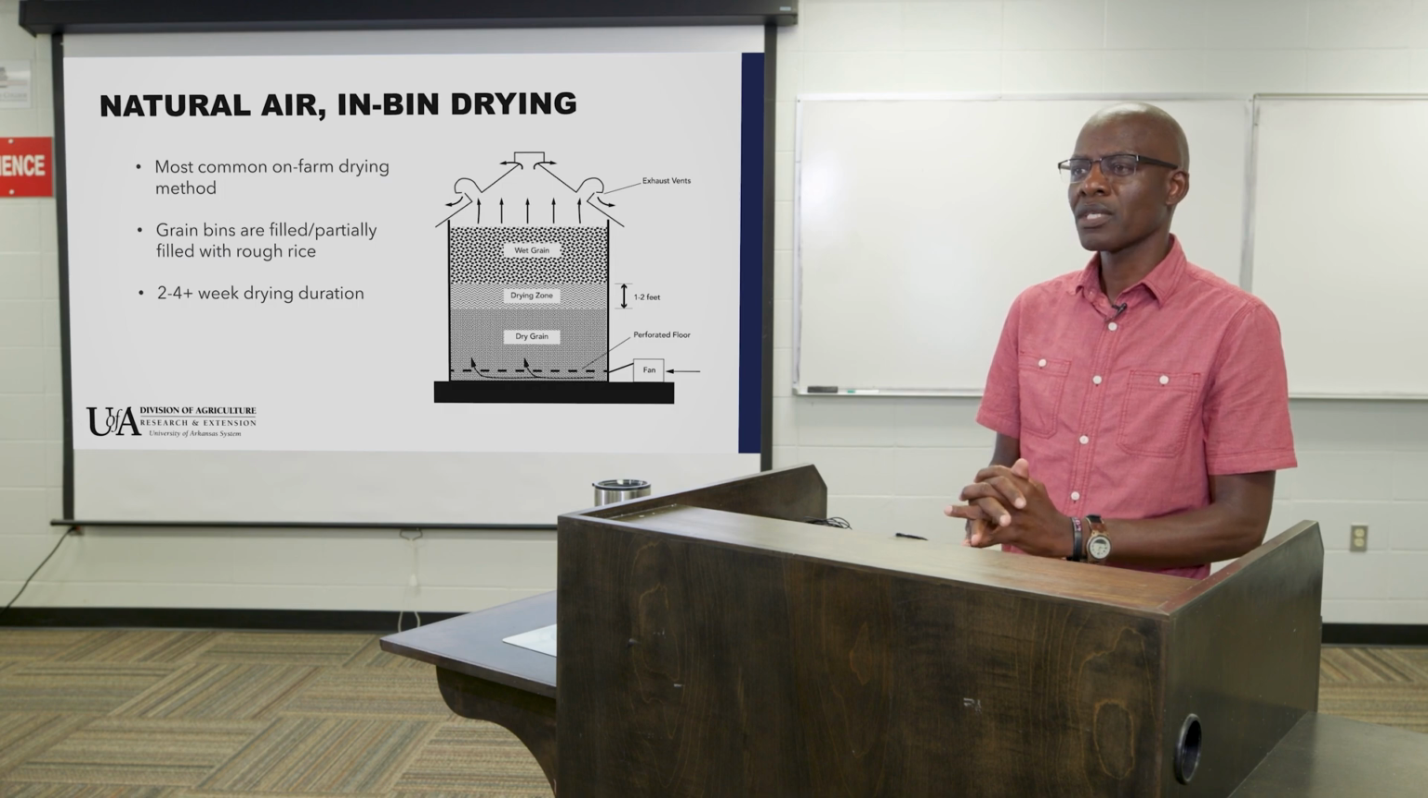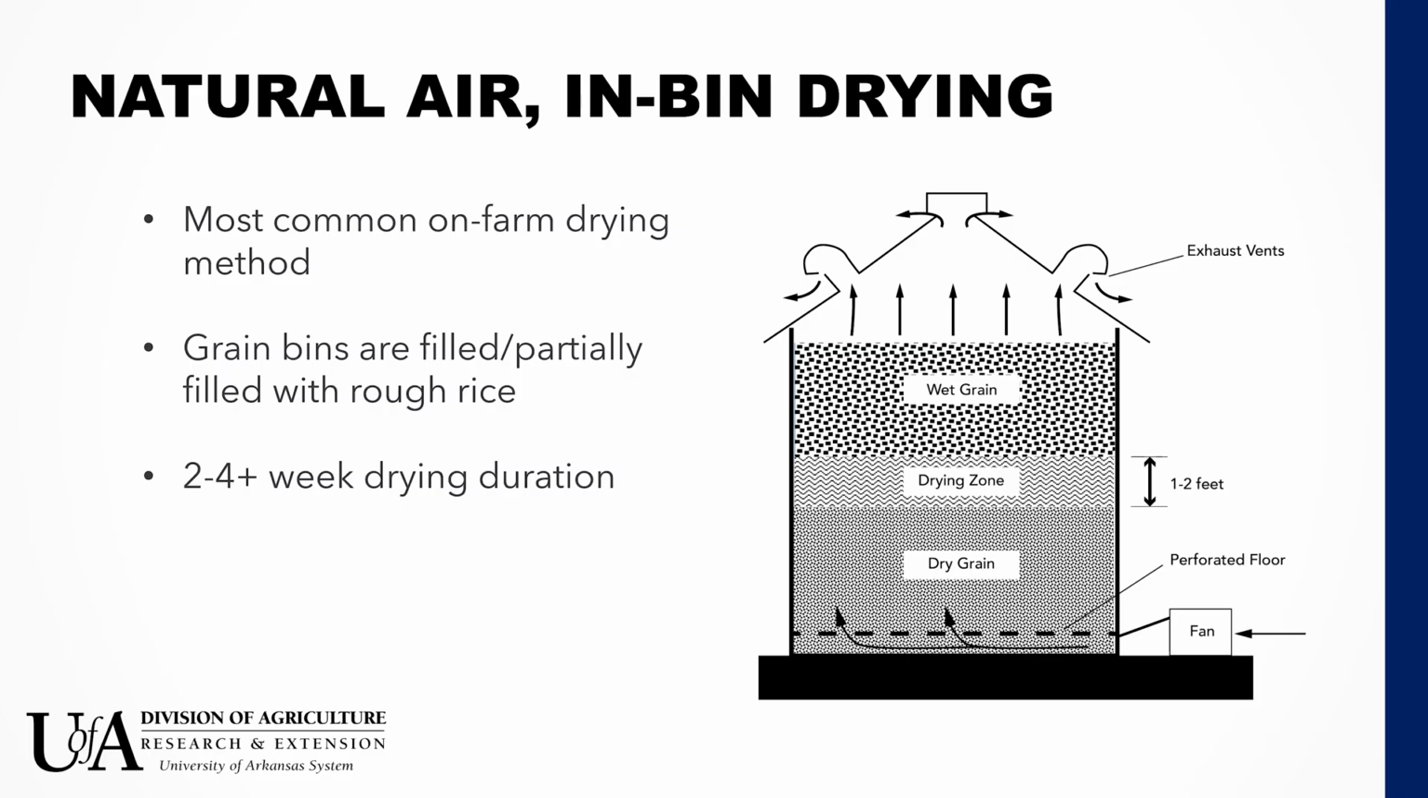conditions. What happens in these bins is the natural or ambient air is blown through the grain that is placed in the bin, and as it passes through the column, it picks up moisture. The drying front moves from the bottom all the way to the top. The tendency is for most of the grain at the bottom to be dried faster compared to the grain at the top. Because of that, these systems can present some challenges like discoloration of the grain on the top, or sometimes development of hotspots depending on the prevailing ambient conditions.